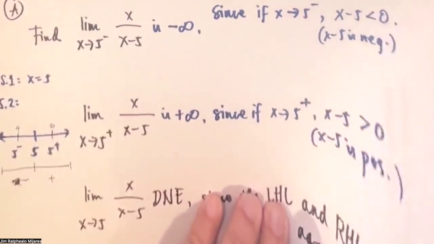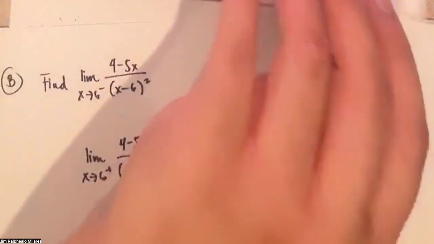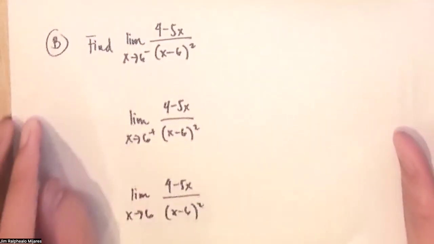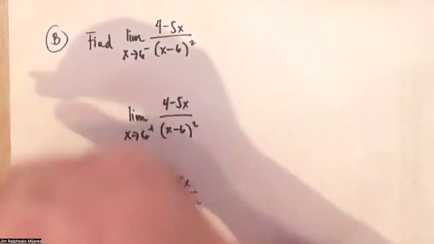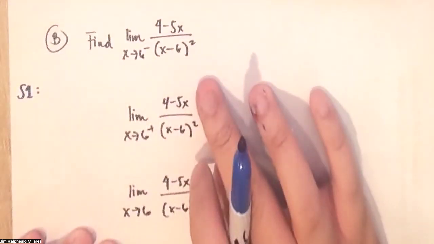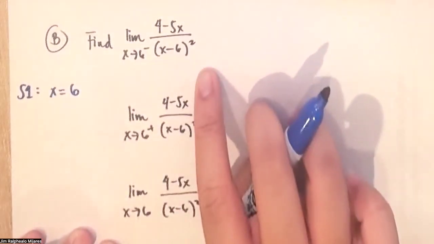Let's try this one right here. All right. Notice that there's something a bit different. There's something in the numerator. Now, we're going to do the same steps. So, step one, what makes the denominator 0? The answer is x is equal to 6, because you can just equate this to 0.